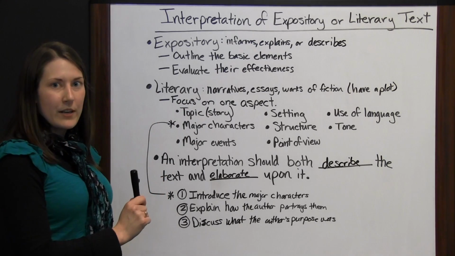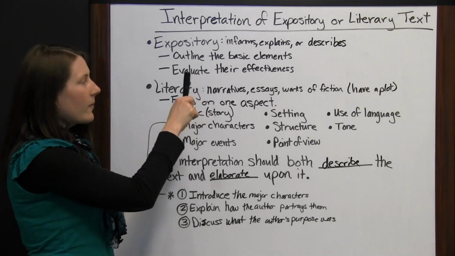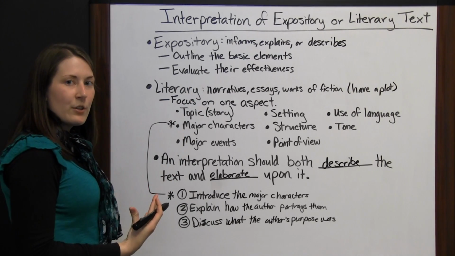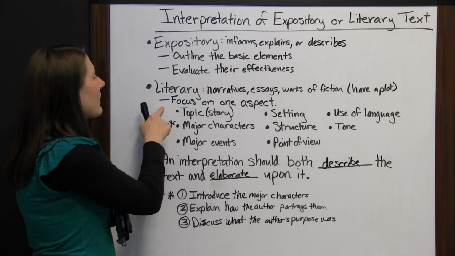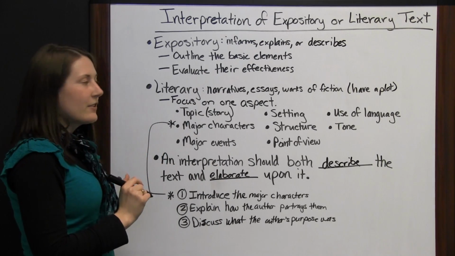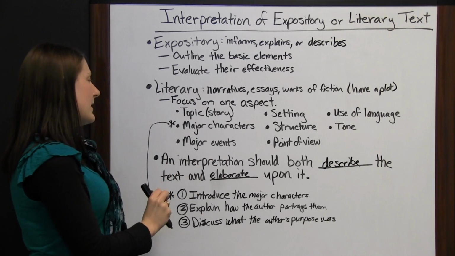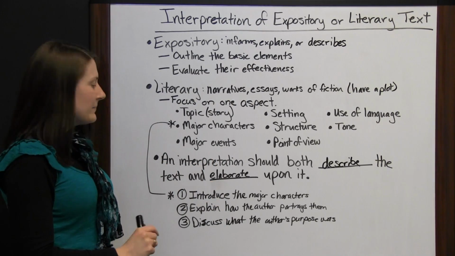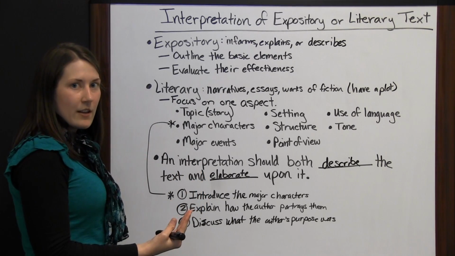So when you are interpreting a text, with expository, you want to remember to just outline the basic elements and evaluate their effectiveness. Were you able to bake that cake? Did you learn what you were supposed to from the research paper? With literary works, you want to focus on one aspect out of all the different things you could focus on in a literary text. Pick one, just one, and then describe that one from the text, what the author actually said, and elaborate upon it. Go through and give your opinion on it, what you think the author meant.